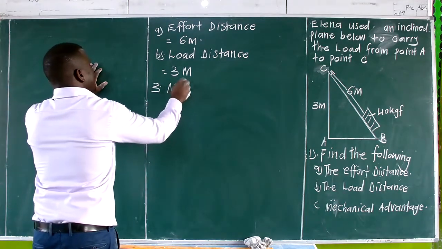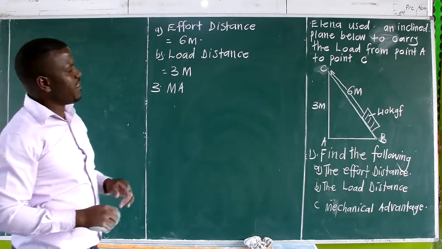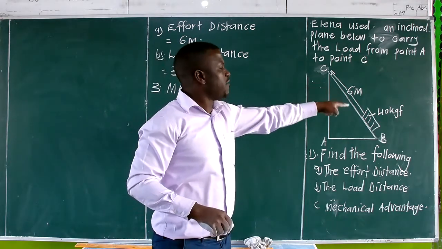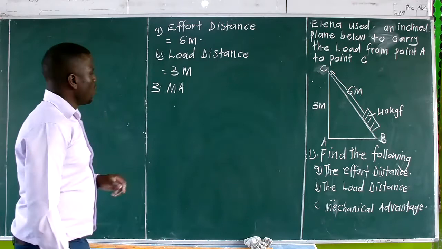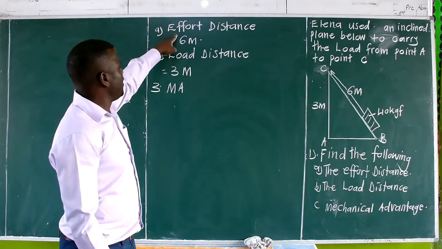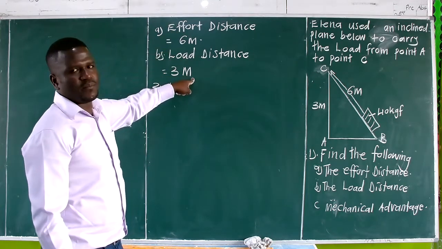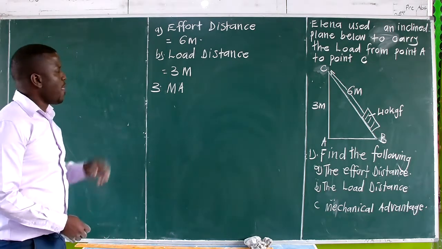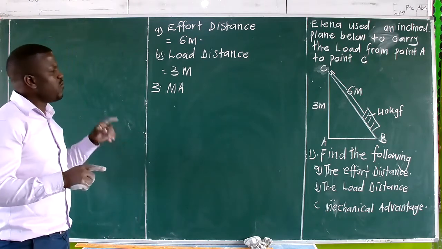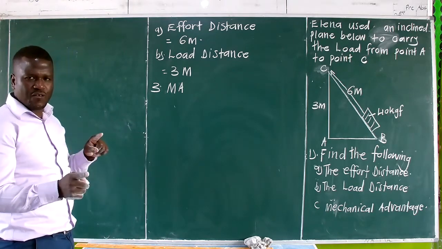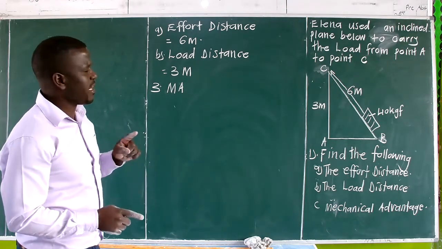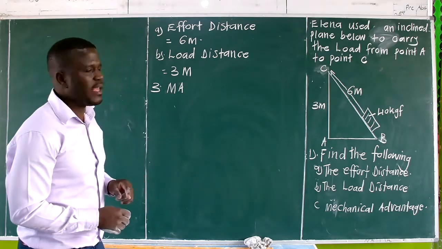Mechanical advantage. But I told you, mechanical advantage is load out of effort. But because we've not been given effort, we cannot use that formula. We shall change the formula and say mechanical advantage is equal to effort distance divided by load distance. You only use load out of effort if you've been given both load and effort. If you've been given the effort distance and the load distance, then you use mechanical advantage is equal to effort distance divided by load distance.